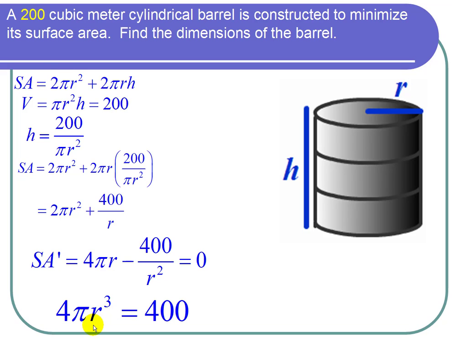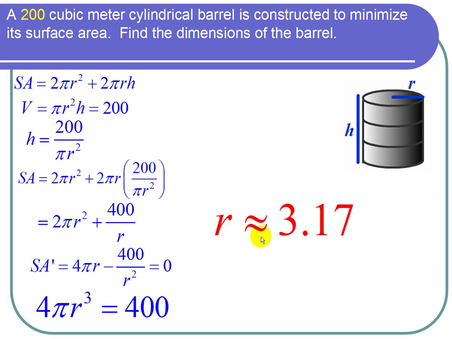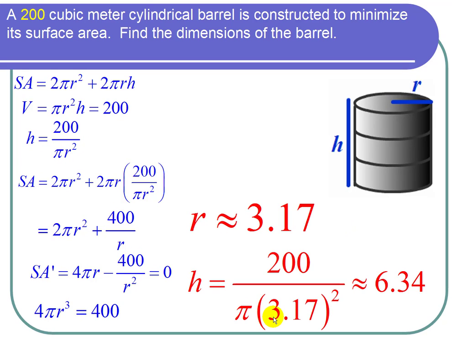I also want my height because I want the dimensions of the barrel, and the height is 200 over pi r squared, so I plug in, and I get 200 over pi times 3.17 squared, which is about equal to 6.34. So I can conclude that the dimensions for the barrel that will have the minimum surface area is a radius of 3.17 meters and a height of 6.34 meters. And I'm done with the problem.